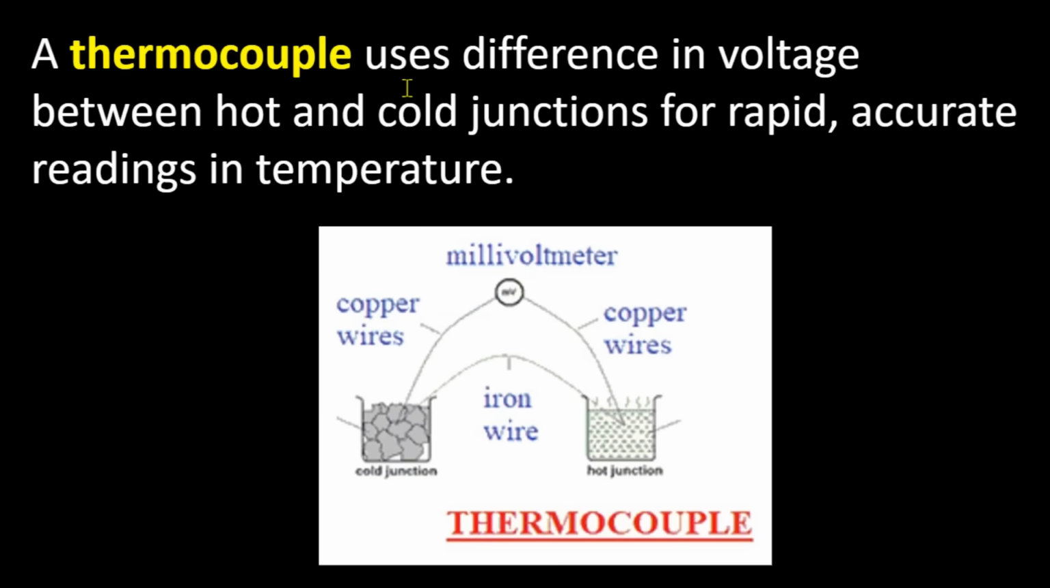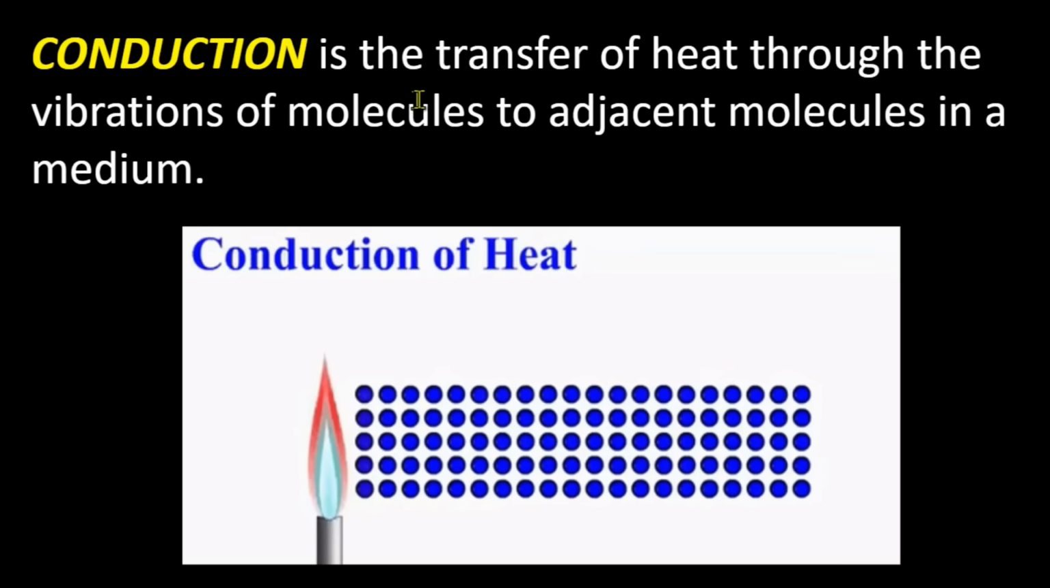A thermocouple uses differences in voltage between hot and cold junctions for rapid, accurate temperature readings. Conduction is the transfer of heat through the vibrations of molecules to adjacent molecules in a medium.